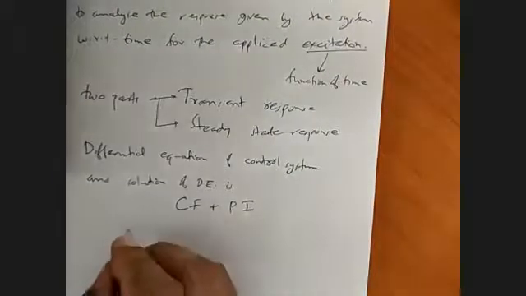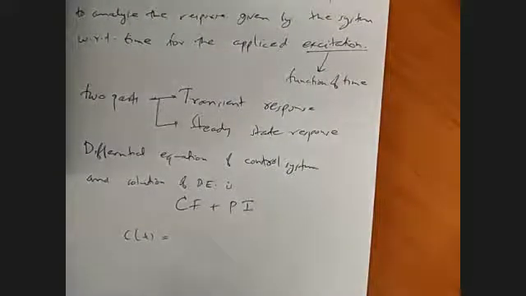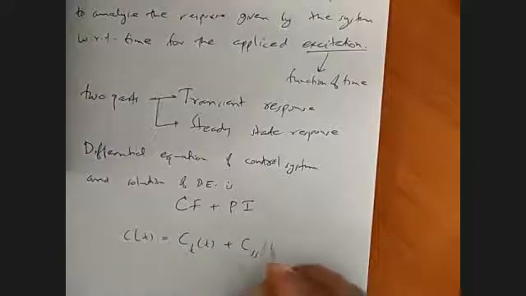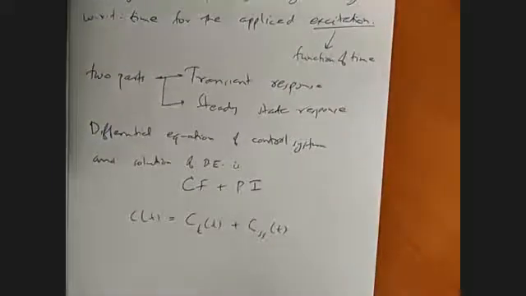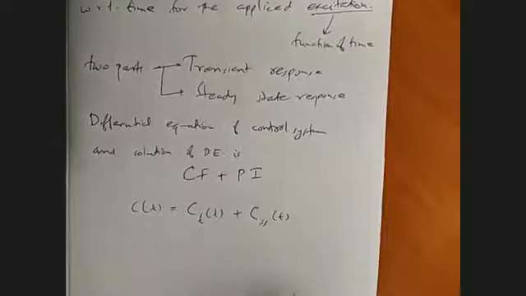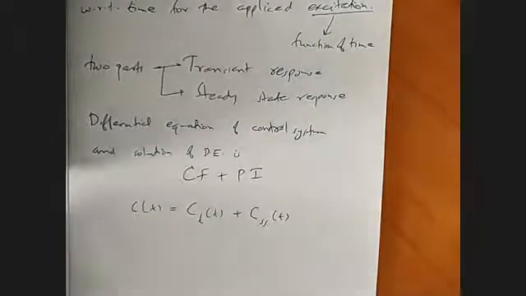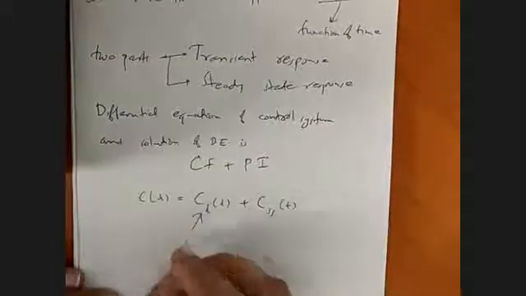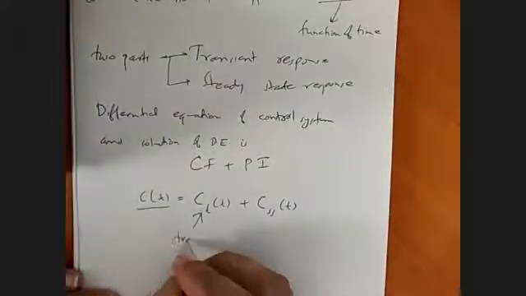So when we find out the solution of any control system, we will be having two responses: C(t) plus C_ss. C(t) denotes the transient response and C_ss denotes the steady state response. The transient response and the steady state response together make up the total response of the system.